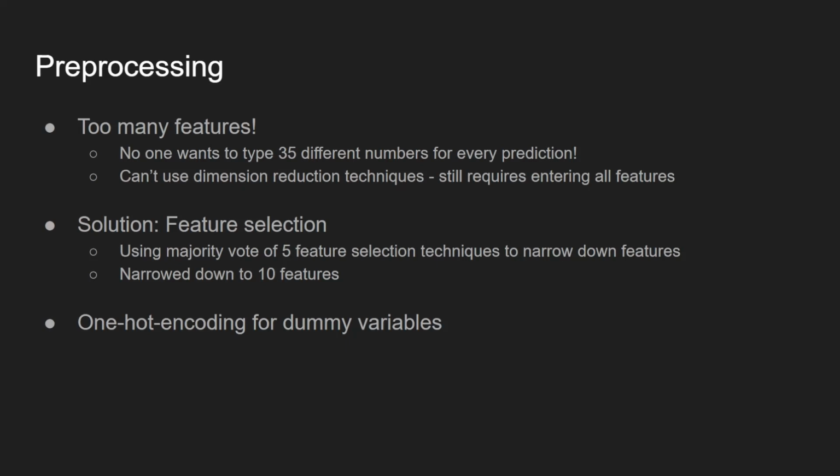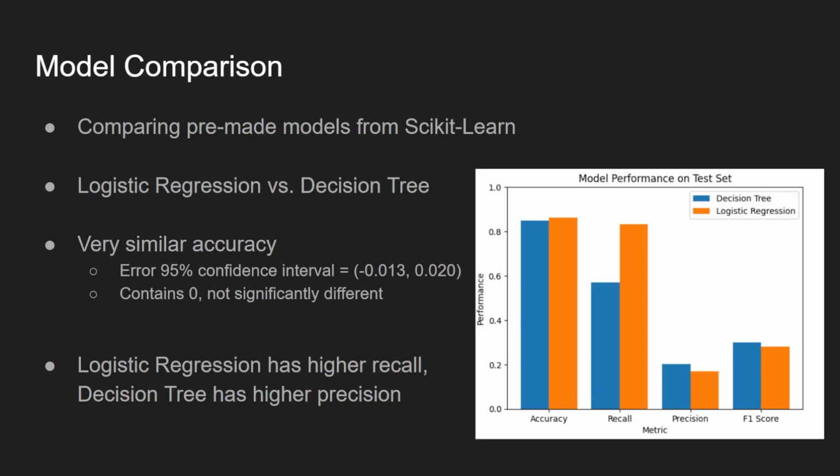So we moved on to feature selection, where we use a majority vote of 5 feature selection techniques to narrow down features. Some of these feature selection techniques include ANOVA, chi-square, and a few others. And what this ended up doing is it narrowed down our feature set from 35 down to 10, which is a much more reasonable amount of features to be inputted into our GUI. Finally, we did a little bit of one-hot encoding for some of the variables to help the models utilize them correctly. So on to the model comparison.